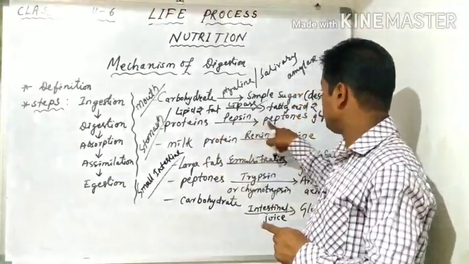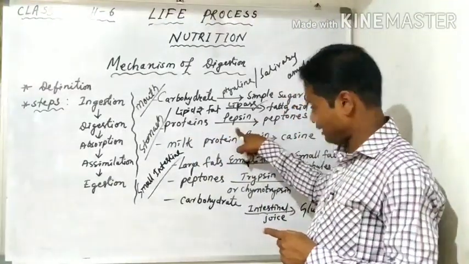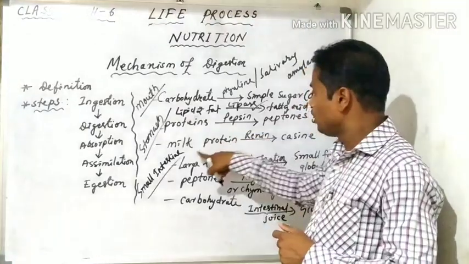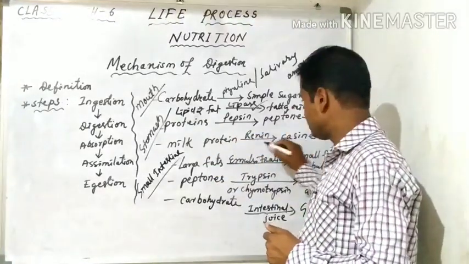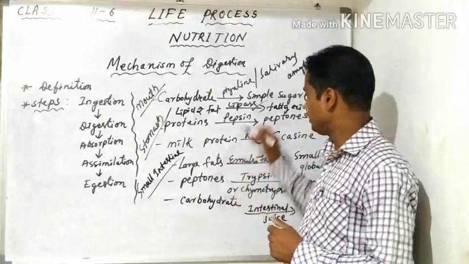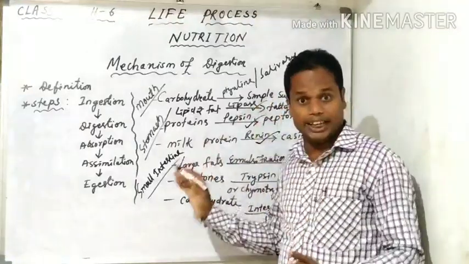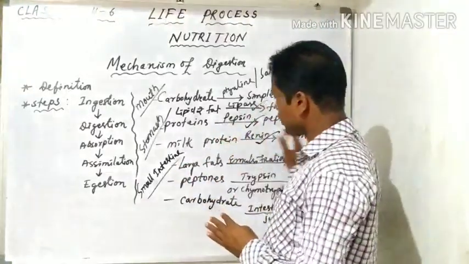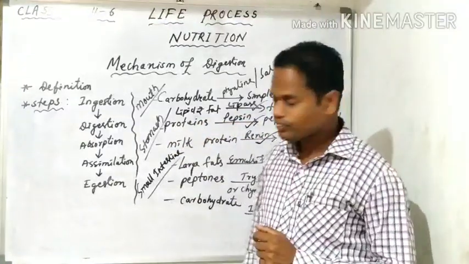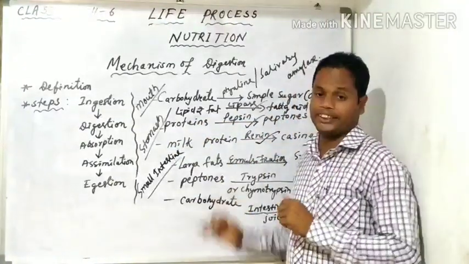Protein converts into peptones by the pepsin. Milk protein converts into casein by renin. In this manner, three enzymes convert into three products in the stomach. Now coming to the small intestine.